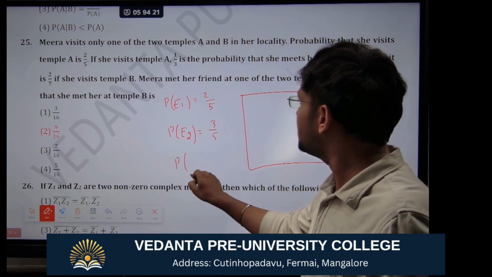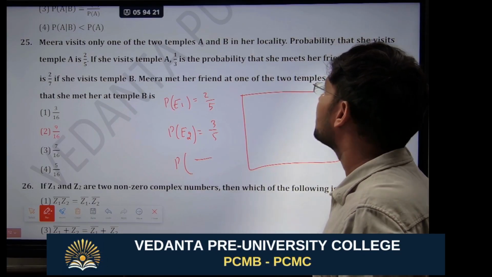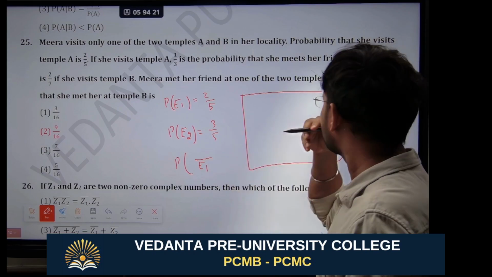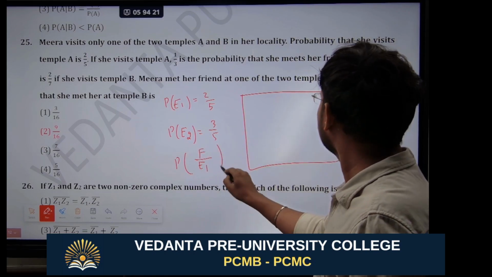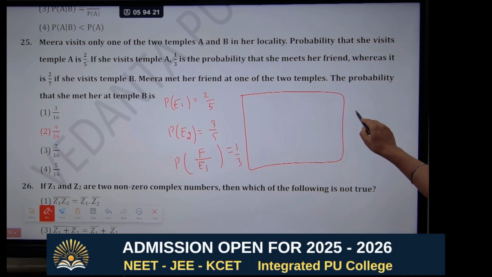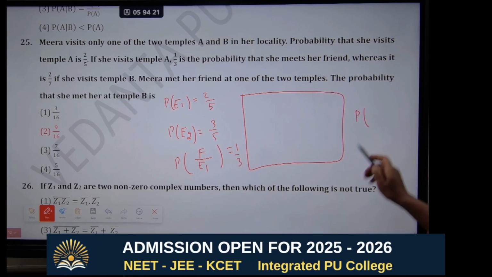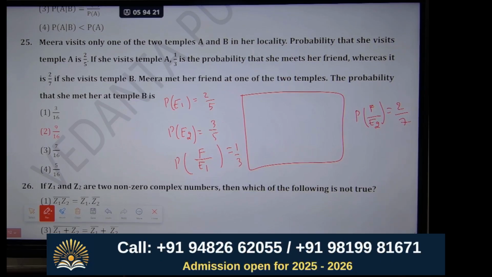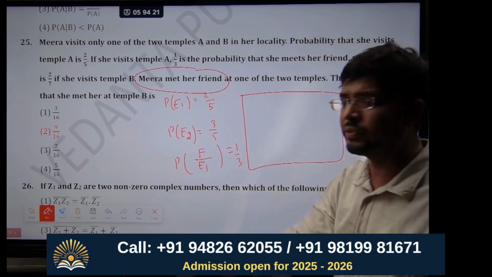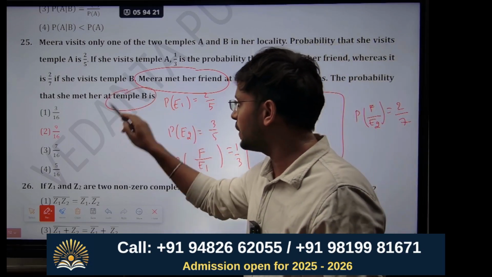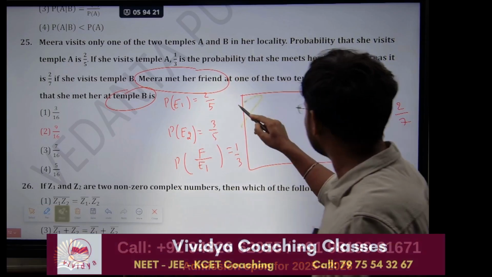Now, if she is visiting temple A, she will meet her friend with probability 1 by 3. But if she is going to temple B, she will meet her friend with probability 2 by 7. And it is said she met her friend. So what is the probability that she met her friend and that it was from temple B? So this is a question of Bayes theorem.